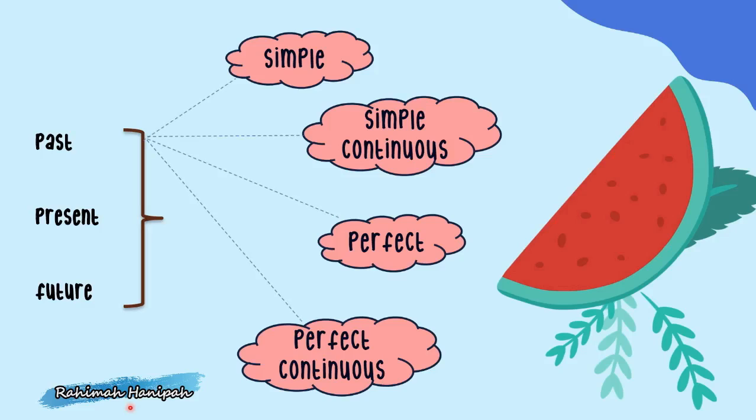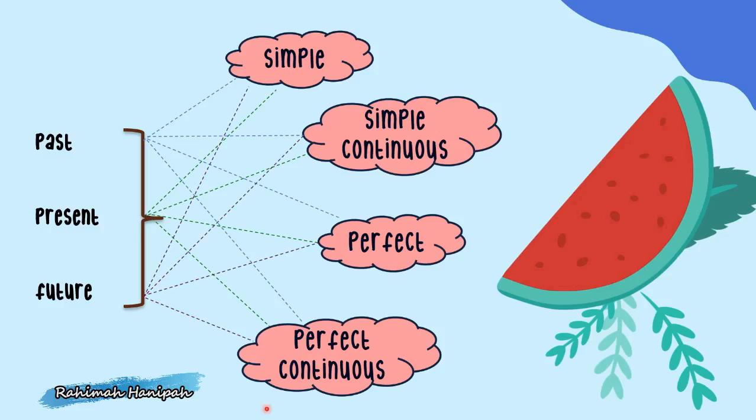So we have past simple, past continuous, past perfect, and past perfect continuous. Same goes for present. We have present simple, present continuous, present perfect, and present perfect continuous. The last one, future, is also the same. We have future simple, future continuous, future perfect, and future perfect continuous. This is the basic, but this is how you can categorize them into more specific categories.